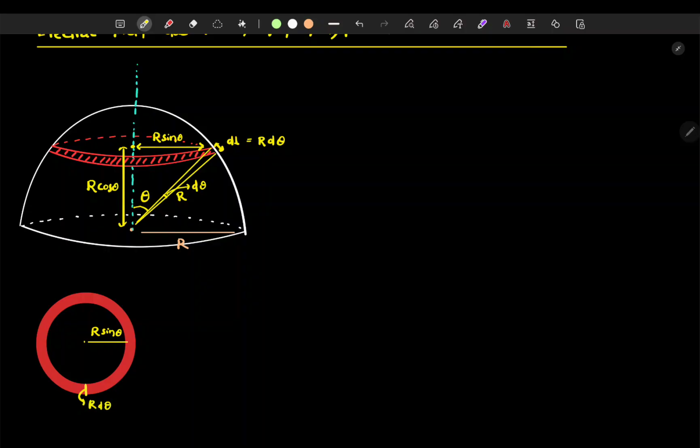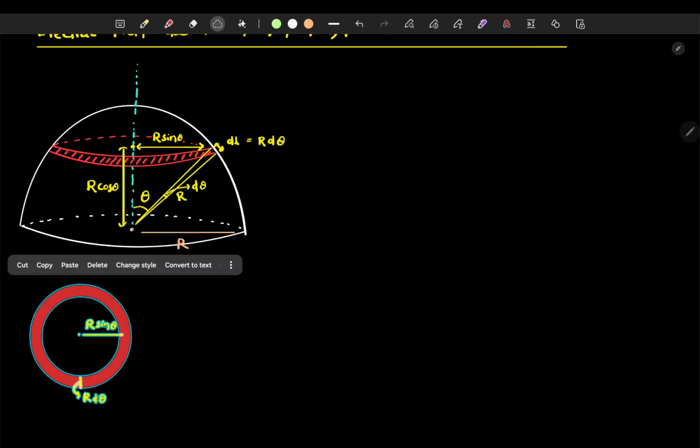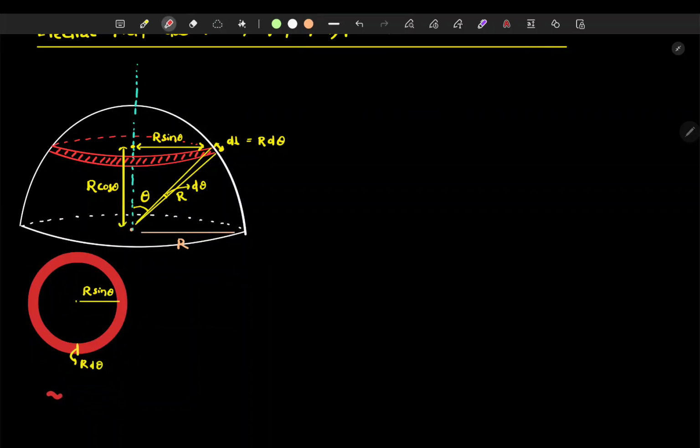If we open the ring, how will it look? It will be like this one. So what is the length of this part? The length will be 2 pi into radius, so 2 pi into r sin theta. And what is its thickness? This is your r d theta, as per the figure.